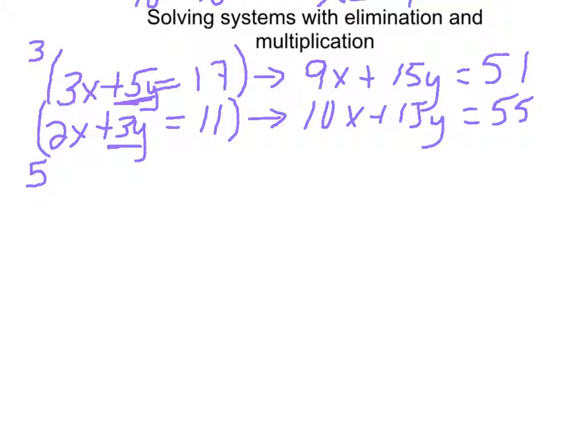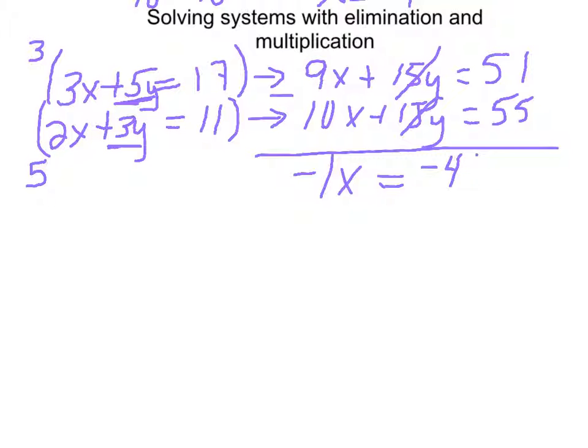is 55. I need to decide whether I'm adding or subtracting these y's together. Both of the 15s in front of the y are positive. They have the same sign, so I subtract. 9 take away 10 is -1. 15 take away 15 goes away. And 51 take away 55 is -4. I need to get rid of that -1 in front of the x, so I divide. So x is going to end up being +4.